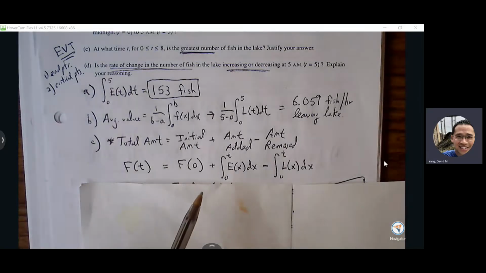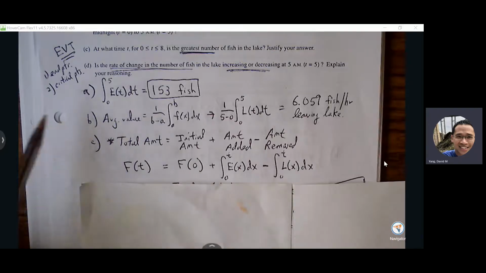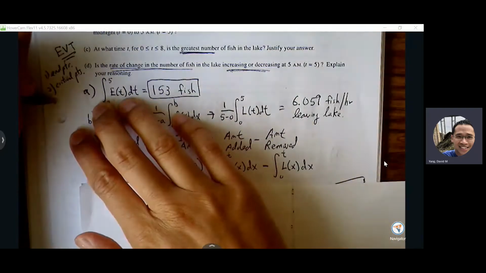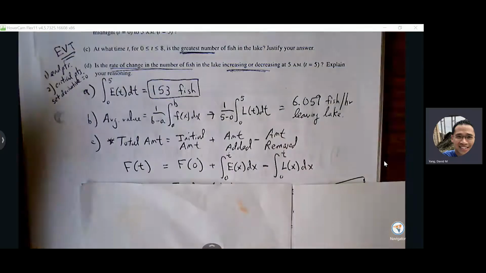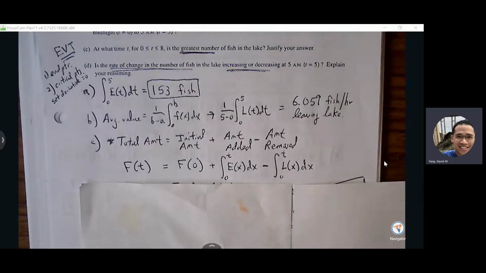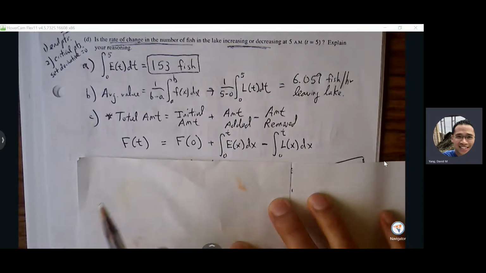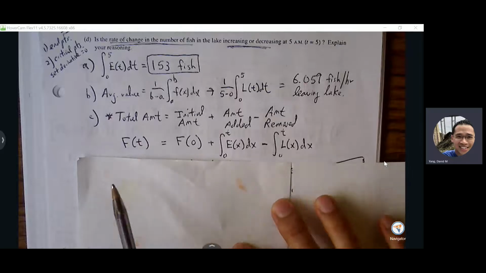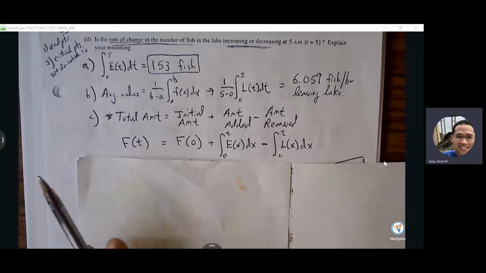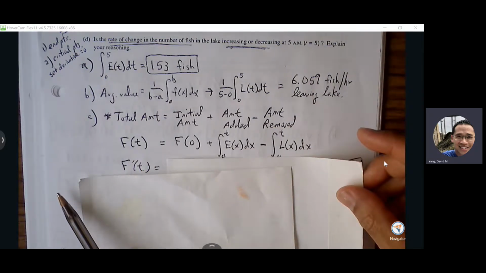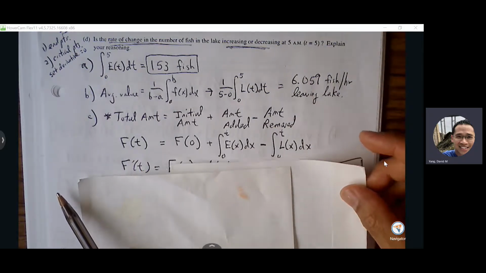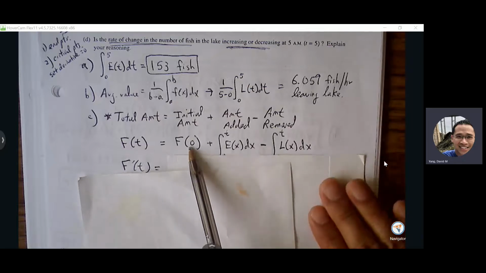Set what equal to 0? Derivative, right? So we have to find the derivative first and set it equal to 0. That's right. So we need to find f prime and set f prime equal to 0. So f prime just becomes f prime of t. F of 0 is just a number, so that goes to 0. There's no need to worry about this f of 0.